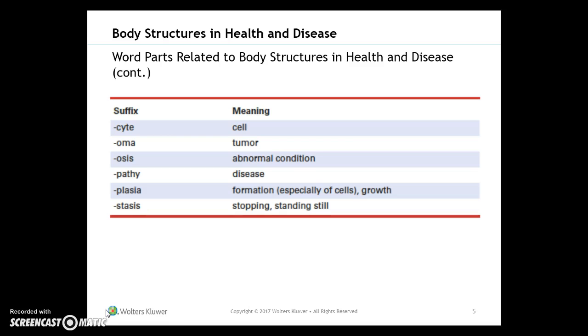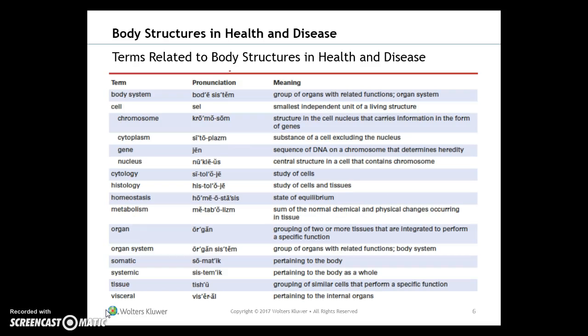Continuing this, when we look at suffixes related to body parts in health and disease, you're going to see cyte, oma, osis, pathy, plasia, and stasis. So those would be some of the common suffixes that you're going to see. In exercises 1 and 2 in the chapter, you can do some practice writing the meaning of the word part and matching word parts with its meaning.